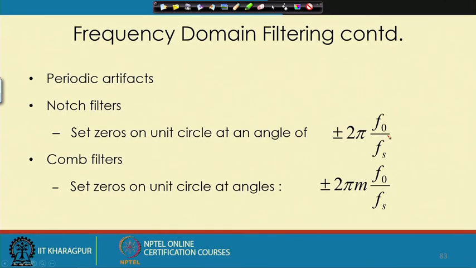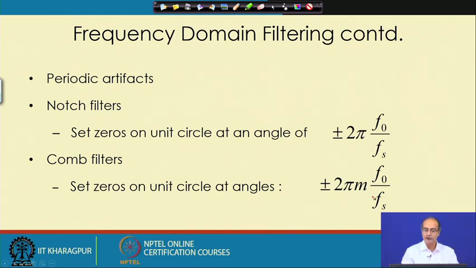And if we have multiple harmonics, that means the periodic artifact is not present at just one frequency but at multiple harmonics, then we go for a comb filter. Okay. So, it again sets zeros, but at multiple angles at periodic frequencies. So, that is the difference from the notch filter.